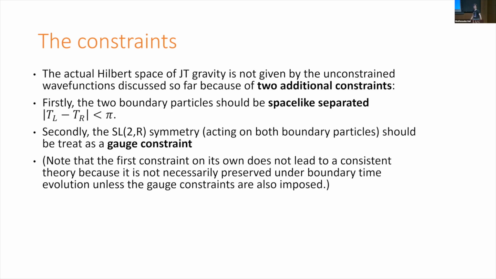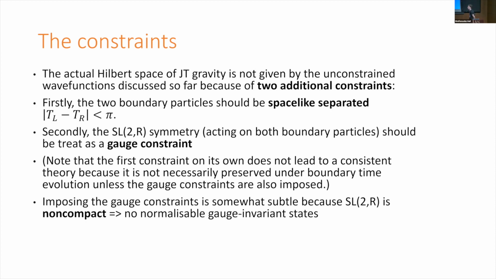I should say, by the way, that the first constraint on its own would not make sense to impose if we weren't also imposing this gauge constraint. That's because boundary time evolution in general will take you from states that are space-like separated to states where the boundaries are not space-like separated. It's really this gauge constraint that makes it consistent to impose this and still have a well-defined Hamiltonian.